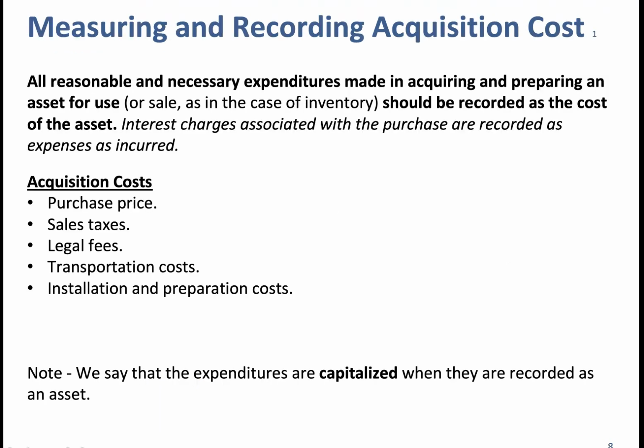So how do we measure the cost of a machine, or a fixed asset? The idea is that you include all reasonable and necessary expenditures made in acquiring and preparing an asset for use. So for example, you have a van, and the purchase price of the van, sales tax, legal fees, inspections, transportation, installations, and everything before the van is ready for use, are counted as the cost of the van. If something happened after the van is in use, that cost cannot be included in the van cost. It has to be counted as an expense.